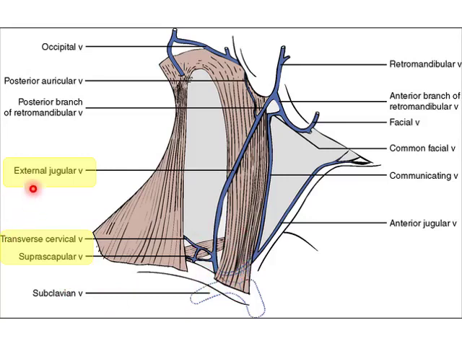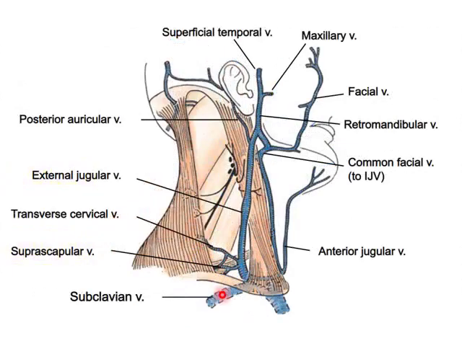We see now that the external jugular vein is being joined by the transverse cervical and suprascapular, both coming from backward to join this external jugular at its lower base. Again, the same picture. This is the external jugular. These are the tributaries, suprascapular and transverse cervical, along with the branches coming from the face and other parts of the neck.